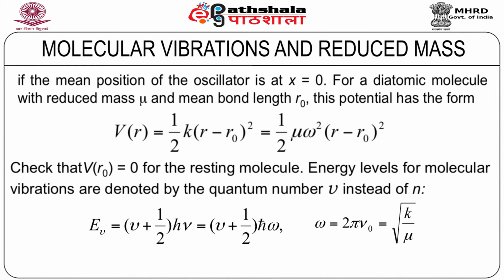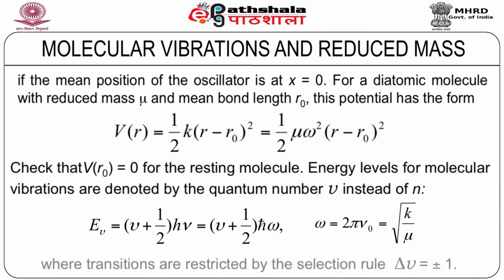Now there are some selection rules which we are not discussing, which restrict the transition in an oscillator by the selection rule delta v equal to plus minus 1. That is, the electron can jump from v equal to 1 to v equal to 2 or 2 to 3, but it just cannot jump from 1 to 3. So this is governed by the selection rule, that is delta v should be plus minus 1.